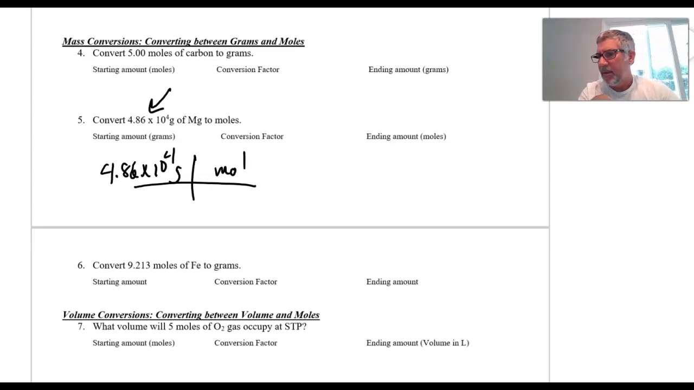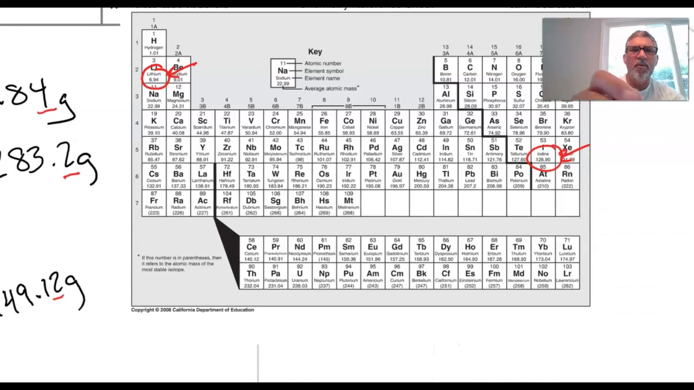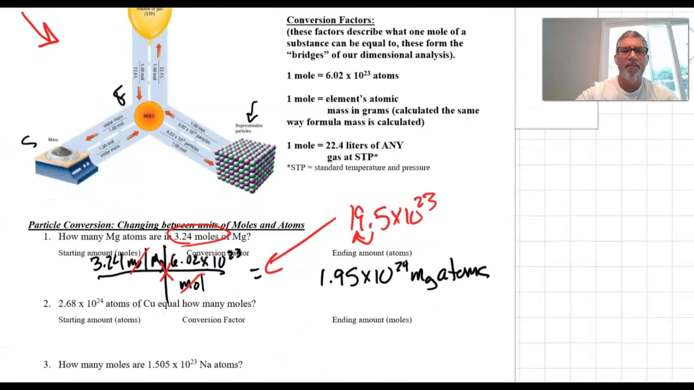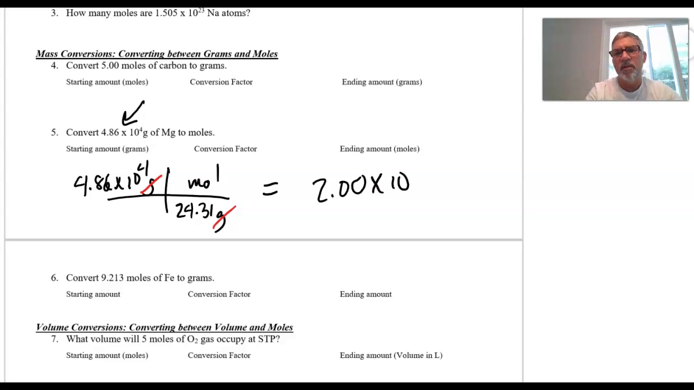Put that here. And then my molar mass, 24.31 grams. Remember, molar mass I found on my periodic table. So if I came to my periodic table, I would have found that right there for magnesium. That's where I got that 24.31. Okay. All right, so when I do this, I can cancel out my grams, and I can go ahead and multiply across. I'll get 2.00 times 10 to the 3 moles.